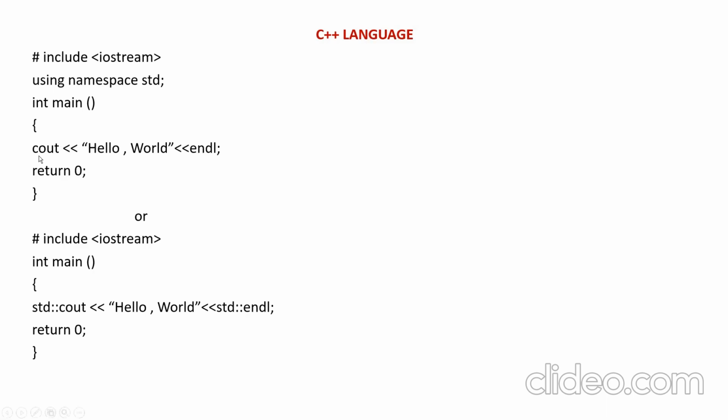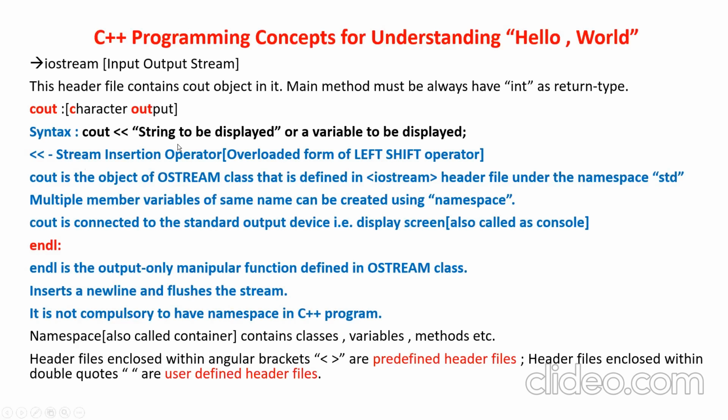So cout is nothing but the name of the object. It is actually an object of ostream class. Actually, iostream is nothing but input output stream. Stream is nothing but another term for data. In C++, data is called a stream. So this header file contains the cout object in it as well as the endl manipulator function within it. We'll be dealing deep into the manipulator function and object in upcoming videos.